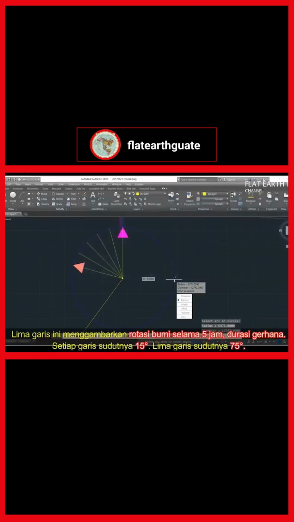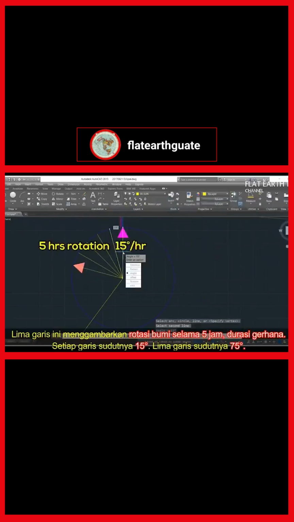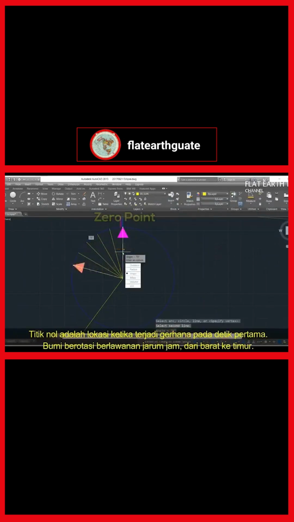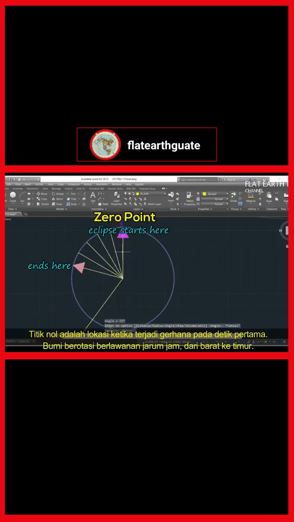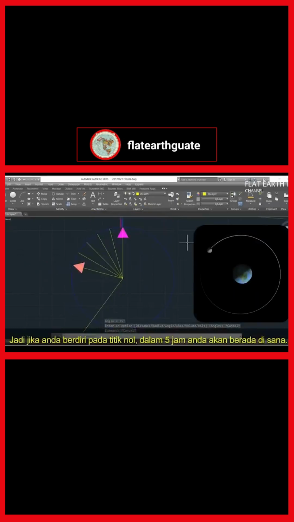These 5 lines represent the Earth's rotation for 5 hours, the eclipse duration. Each line represents 15 degrees. 5 lines equal 75 degrees. The 0 point represents the first second of the eclipse. The Earth rotates anticlockwise from west to east. So if you are standing over here at the 0 point, in 5 hours you will be over there.